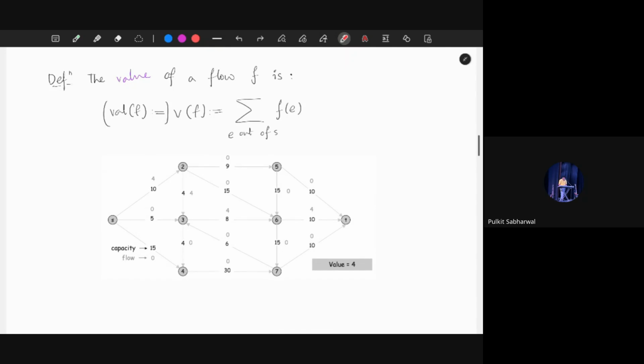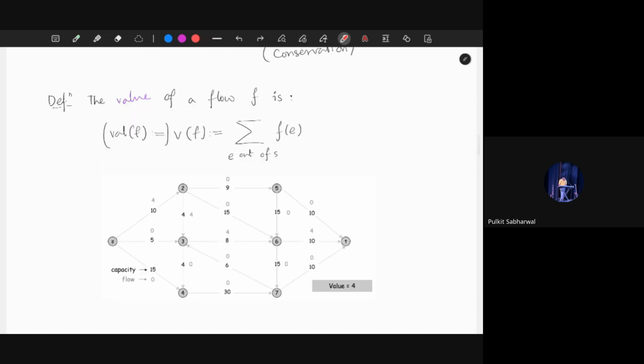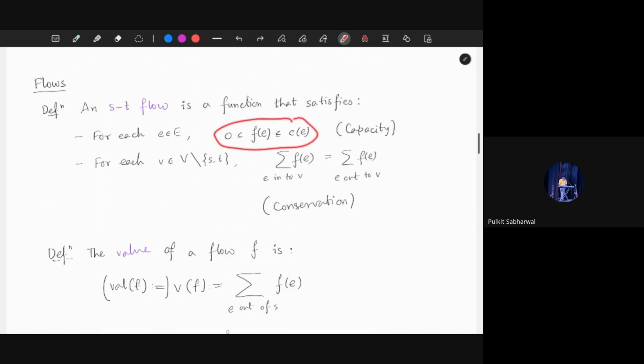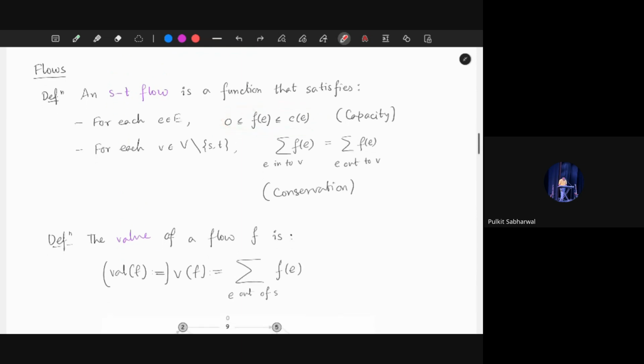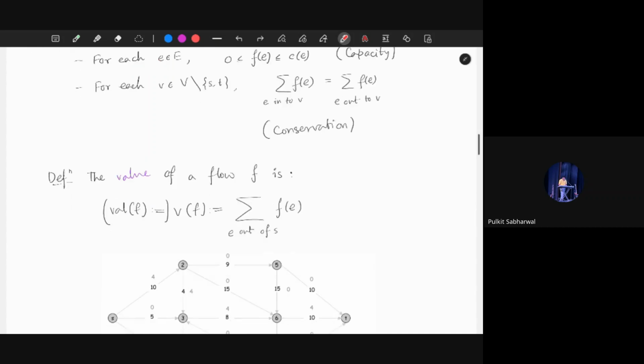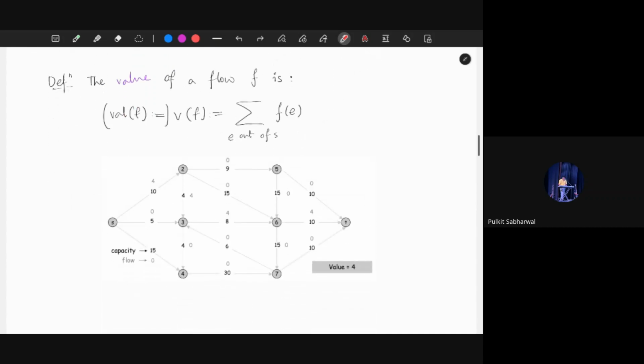And I call this the value of the flow. So there might be many different flows. The flow has only lower bound zero and upper bound capacity. So the zero flow is also a flow: for every e, f of e is zero. So that will also be a flow.